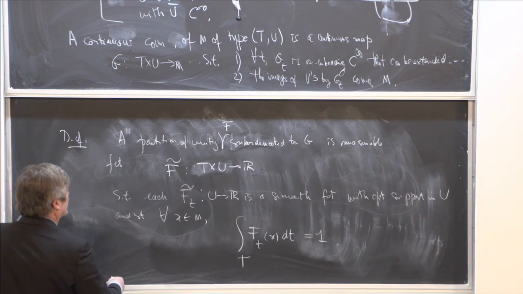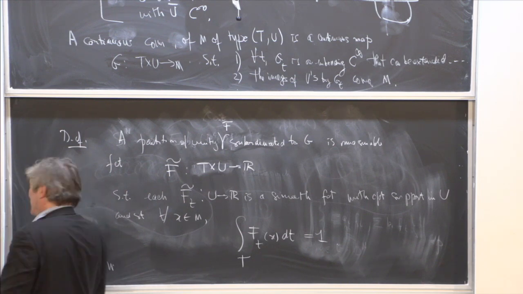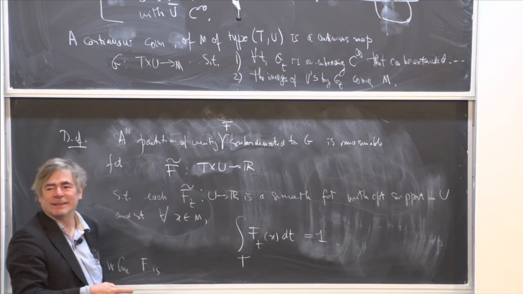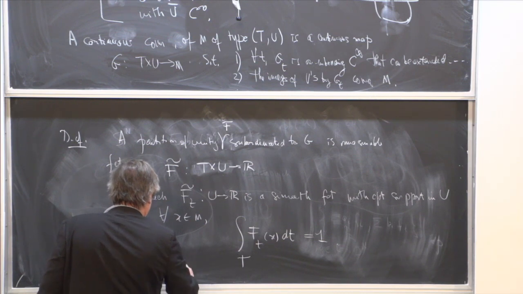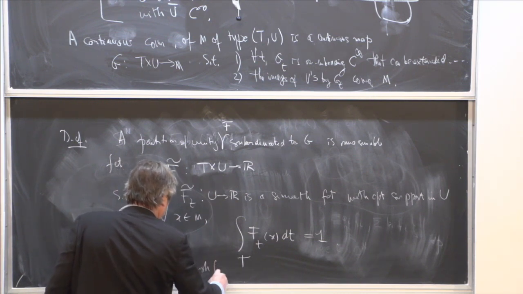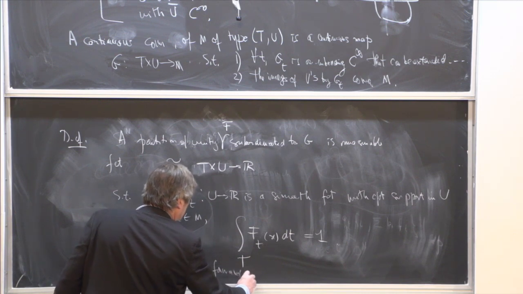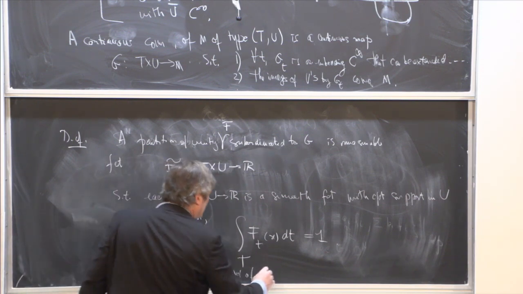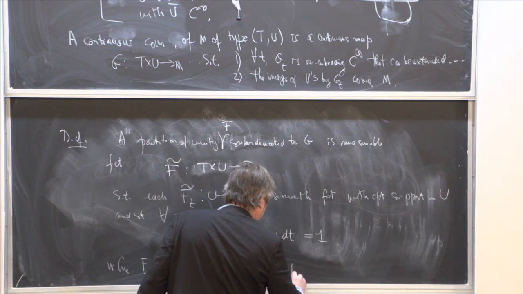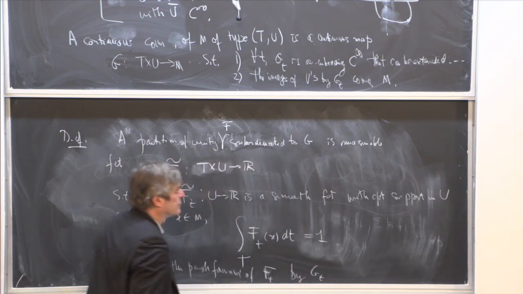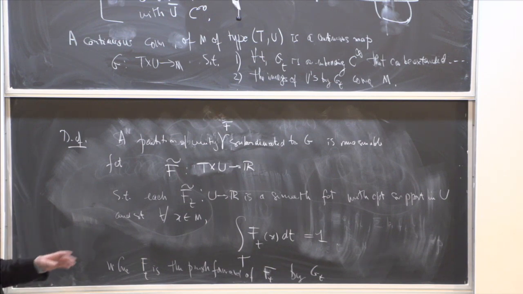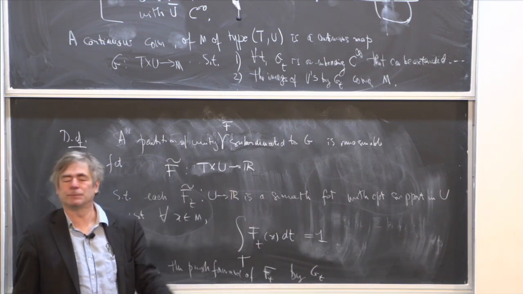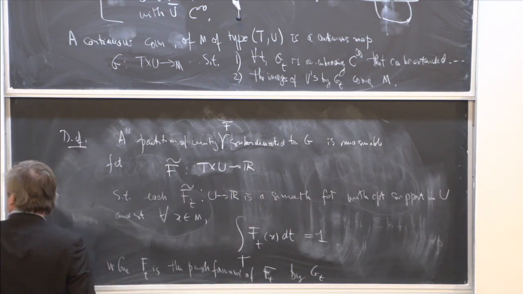Yes. Where? I've not finished. Where F? I said it, but I did not write it. Where F is the push forward of F tilde. So F_T is the push forward of F_T tilde by G_T. Okay. So F tilde is at the source, but you just push it to the manifold. Very well.